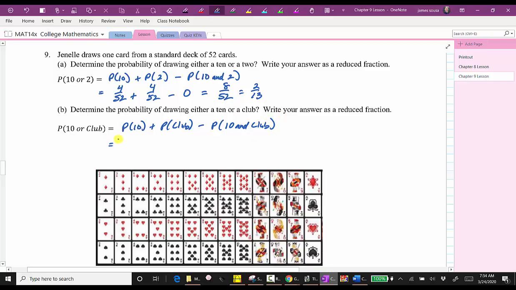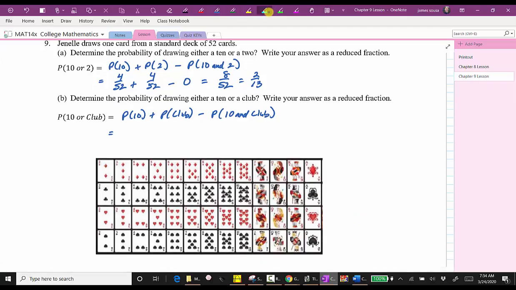So we know there are 4 10 cards out of 52 cards. Let's go ahead and highlight them. That would be these 4 cards here, which gives us 4 divided by 52, plus the probability of a club. There are 13 cards that are clubs. The probability of drawing a club is 13 divided by 52.